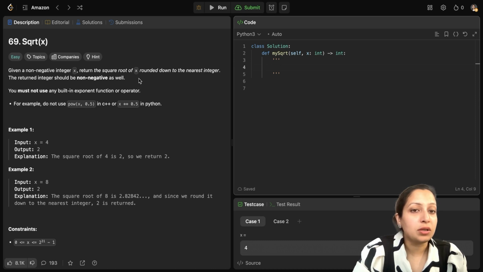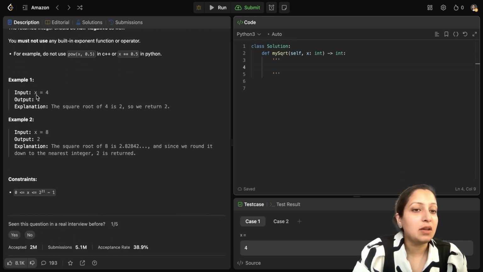So do note that you have to return the square root of x even though you might find it in decimal. You have to round it down to the nearest integer. So that's the most important aspect of this question. So let's look at some examples here. You have been given x equal to 4. The output for it would be 2 since the square root of 4 is 2 and it's an integer itself.